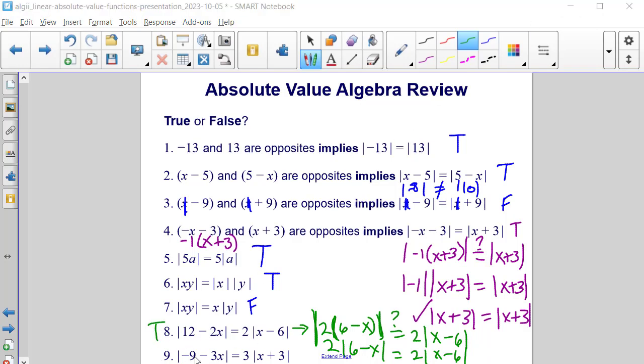And now let's look at the final question, question 9. The absolute value of the quantity negative 9 minus 3x, is that equal to 3 times the absolute value of the quantity x plus 3?